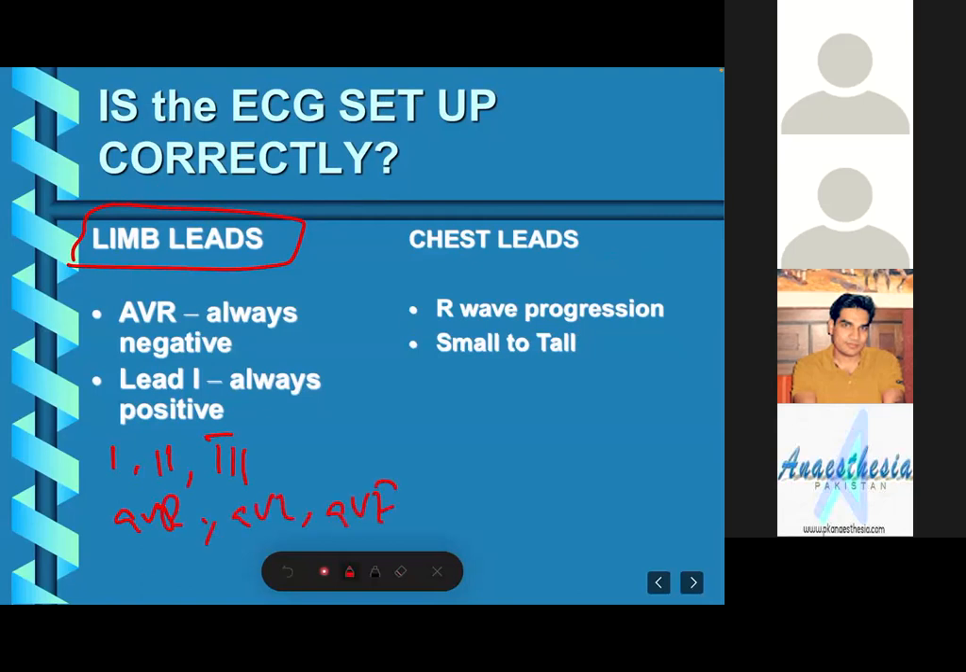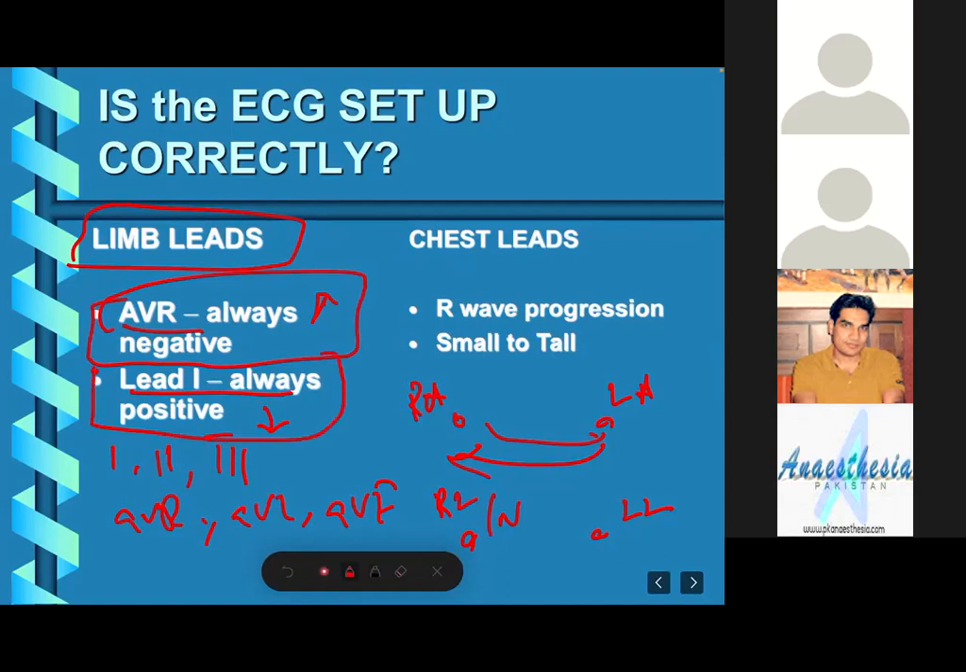But there are four leads which we apply on the four limbs respectively: right arm, left arm, right leg or neutral, and left leg. So if we interchange the right arm with the left arm, then AVR will go positive. Likewise, lead one will go negative. In a normal ECG, AVR should always be negative, and lead one is always positive.